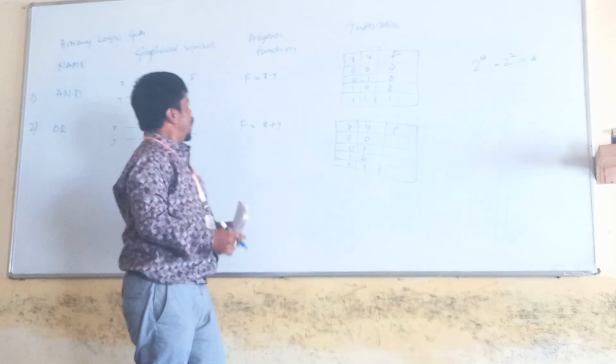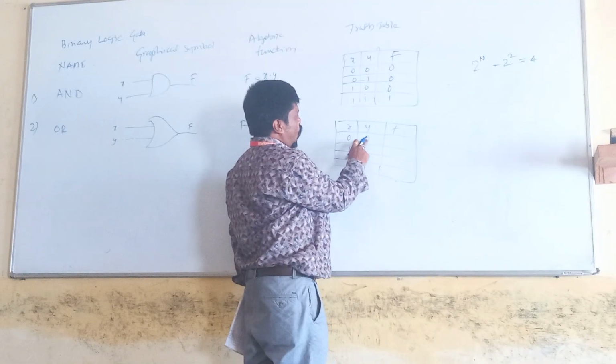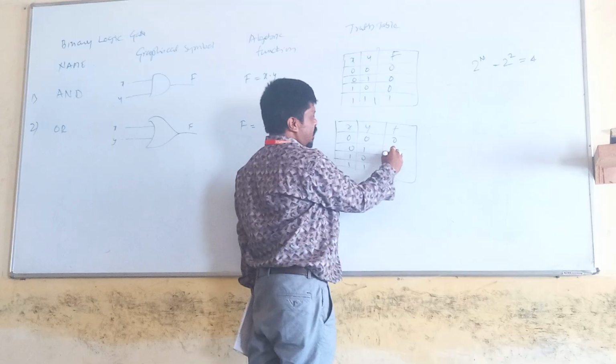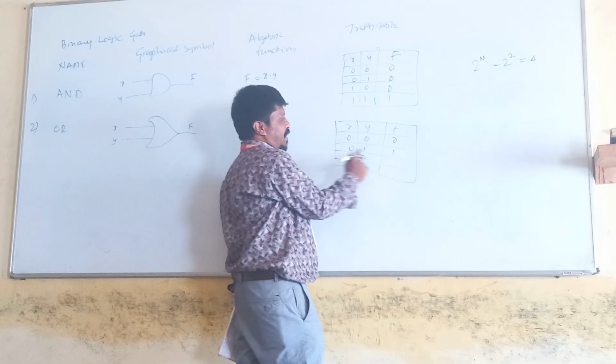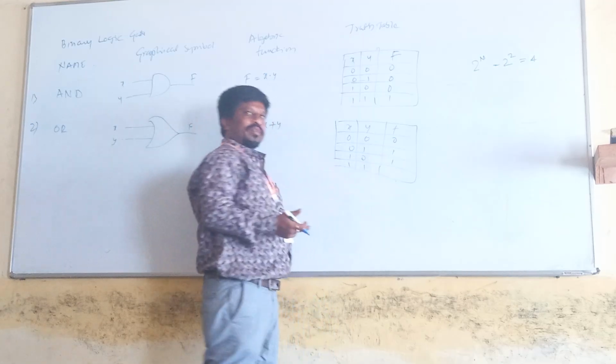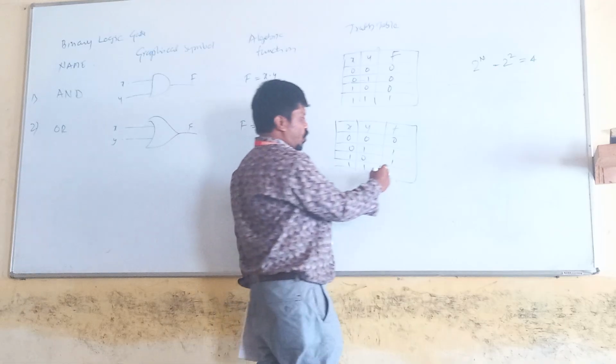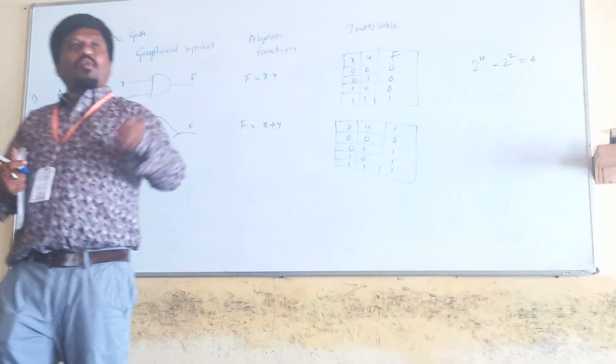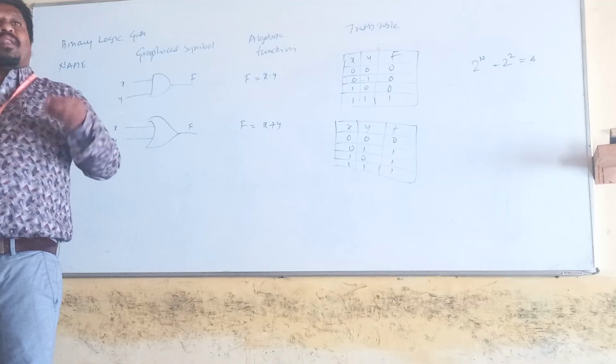Here the plus operator is nothing but the OR operation. If any one input is high, then the output is high. Otherwise, it's low. If both inputs are 0, put 0. If any one input is 1, just put 1. So if both inputs are high, the output is also high.